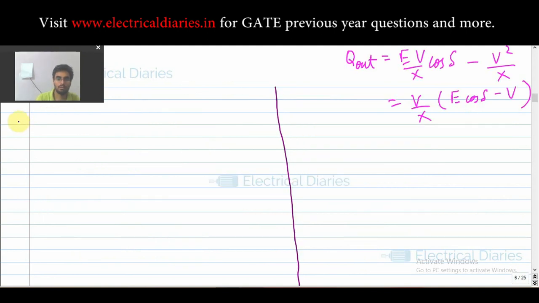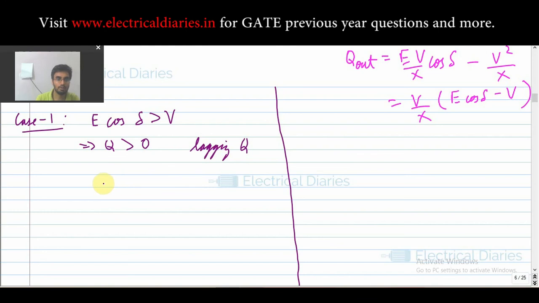Now let us see case 1. In case 1, E cos delta is greater than V. So this implies your Q will be greater than 0. Q positive means lagging Q. Now the generator delivers current, so in this case your generator delivers lagging Q, and we say that this time your generator is overexcited.